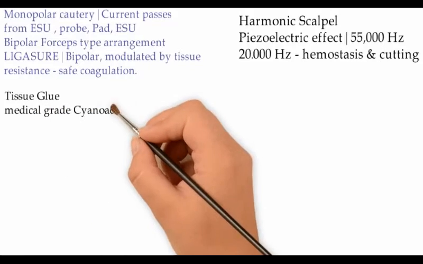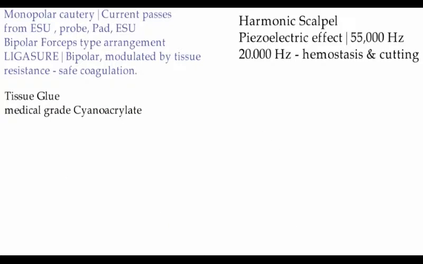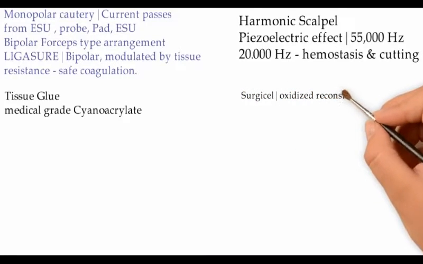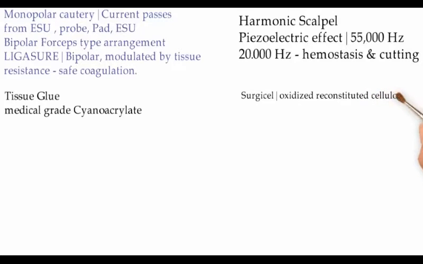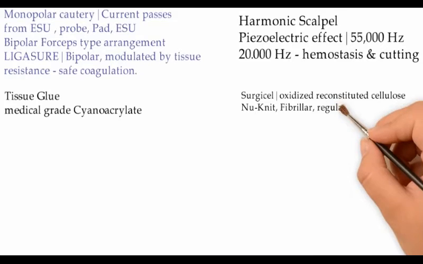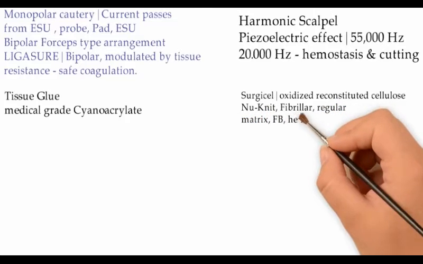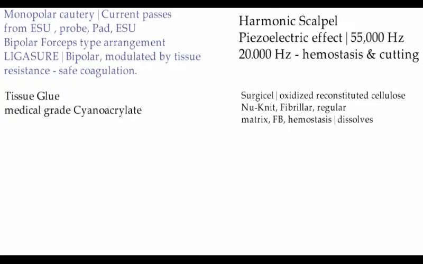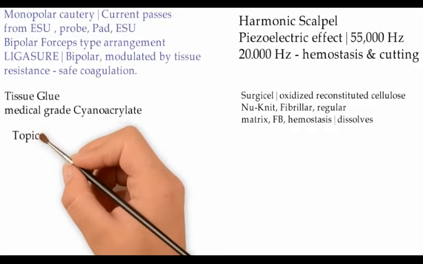Tissue glue is medical grade cyanoacrylate, which seals the bleeding surfaces. Surgicel is oxidized regenerated cellulose. It is available in various forms: regular, new-knit and fibrillar. It forms a matrix and also has a foreign body effect, thereby causing hemostasis by both activation of the platelets and the extrinsic system. It slowly dissolves over time.